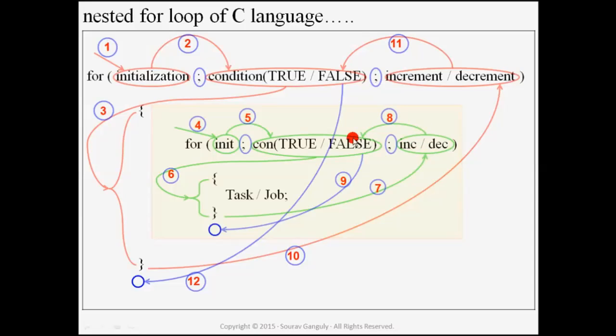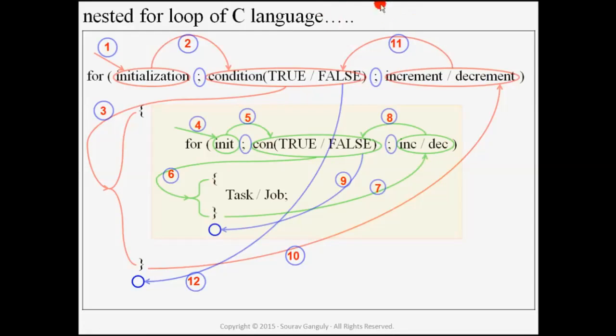After that, the cursor comes here and checks the condition again. If the condition is true, then the cursor will come here again and perform this task. If this condition becomes false, then the cursor will directly come here, to the ending section of the second for loop. After that, the cursor will come here and directly go to the third section of the first for loop.